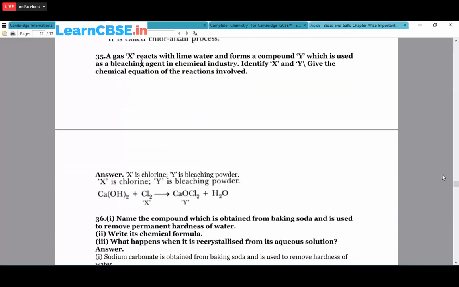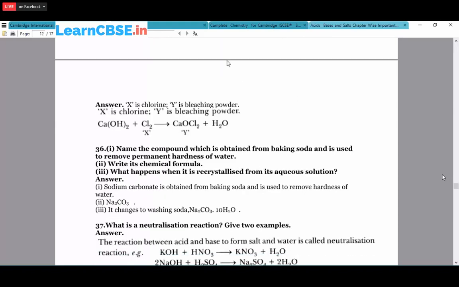A gas X reacts with lime water and forms the compound Y, which is used as a bleaching agent in the chemical industry. Identify X and Y. Give the chemical equation of the reactions involved. So X is chlorine, Y is bleaching powder. So Ca(OH)2, when it reacts with chlorine gas, will give CaOCl2, which is bleaching powder, plus water.